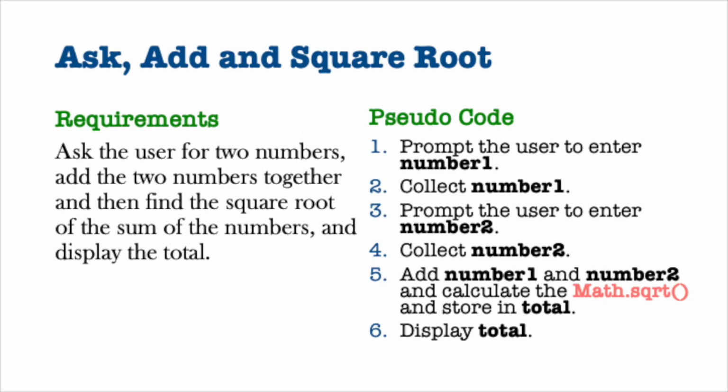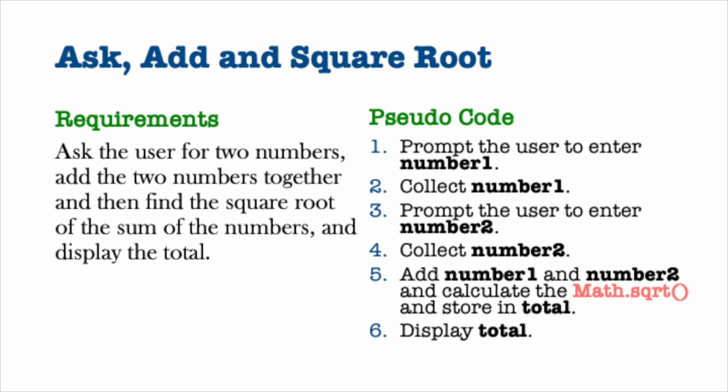It's time now for us to try what we've learned when it comes to arithmetic equations. For our try exercise today, we have these requirements. First, we're going to ask the user for 2 numbers to input. Then we're going to take those 2 numbers and add them together. And once we've done that, we're going to calculate the square root of those 2 summed numbers and display the total. The pseudocode will look like this.